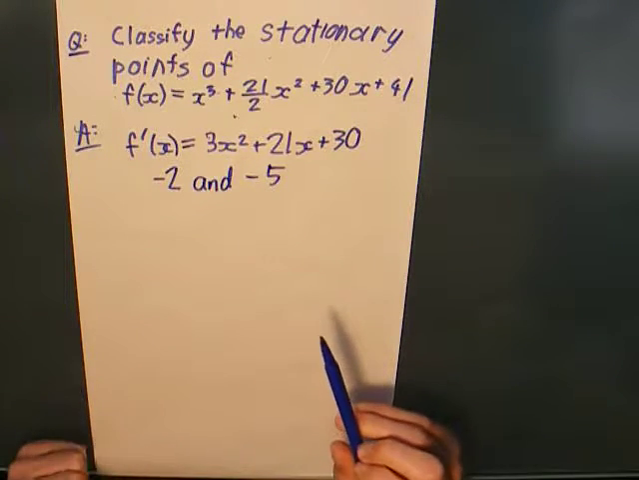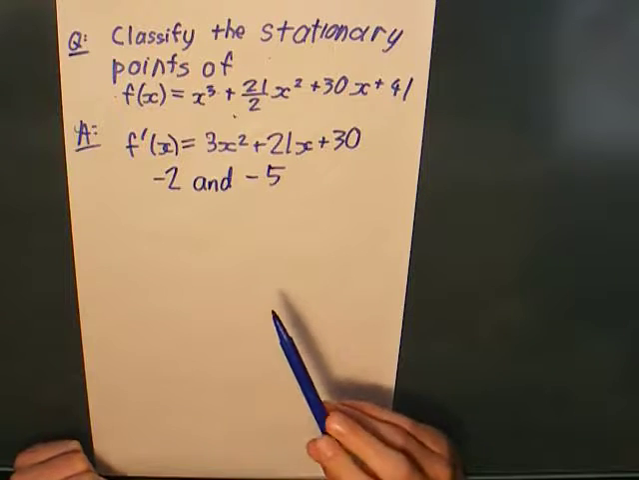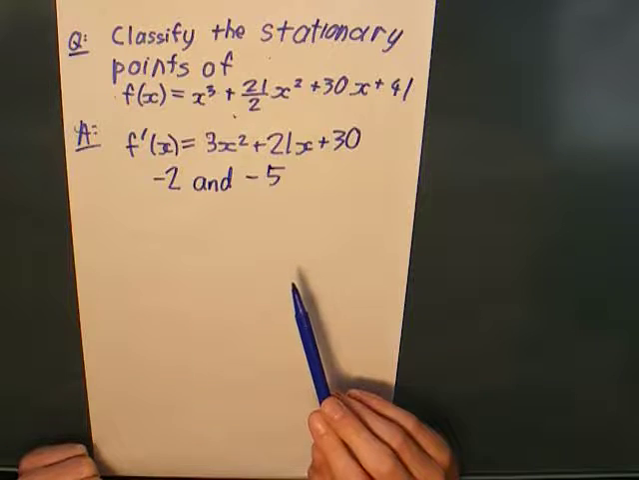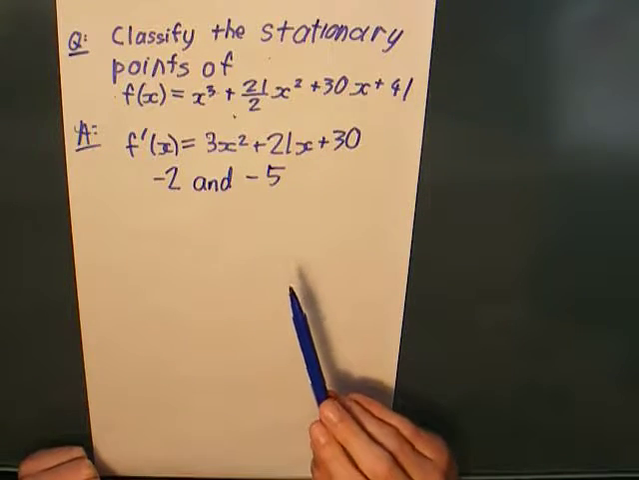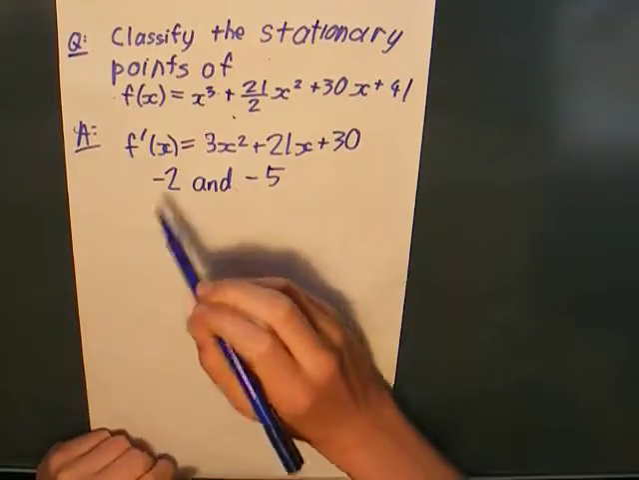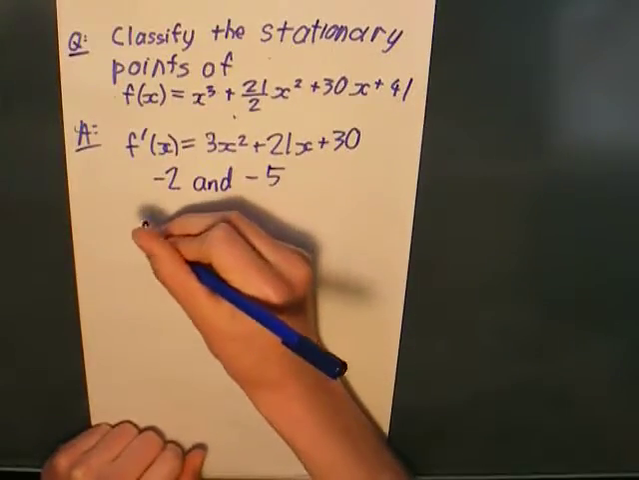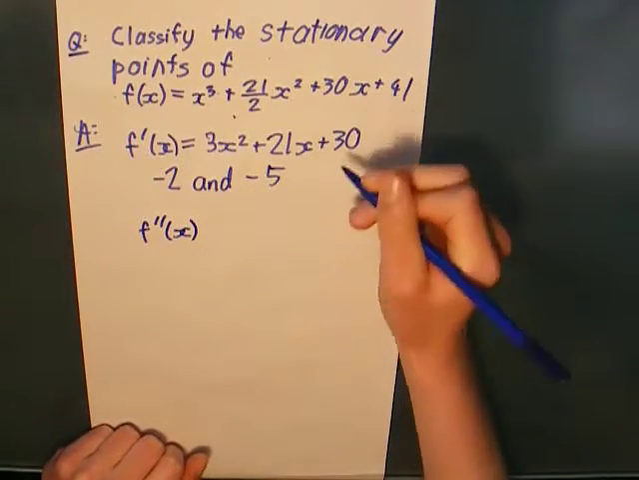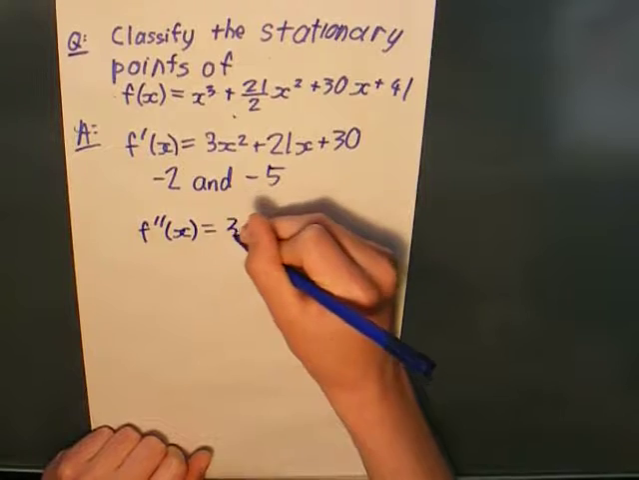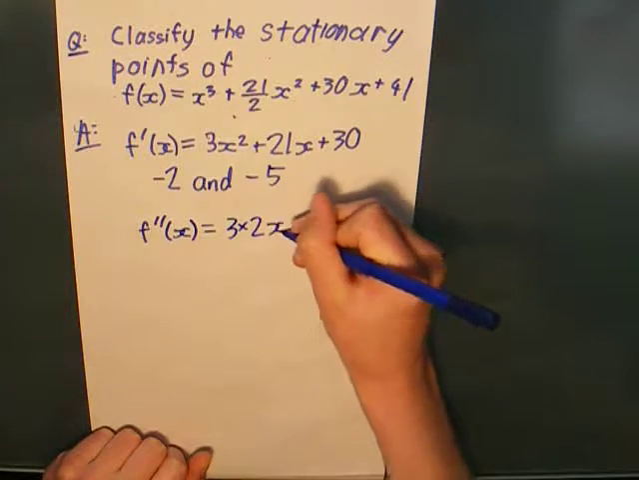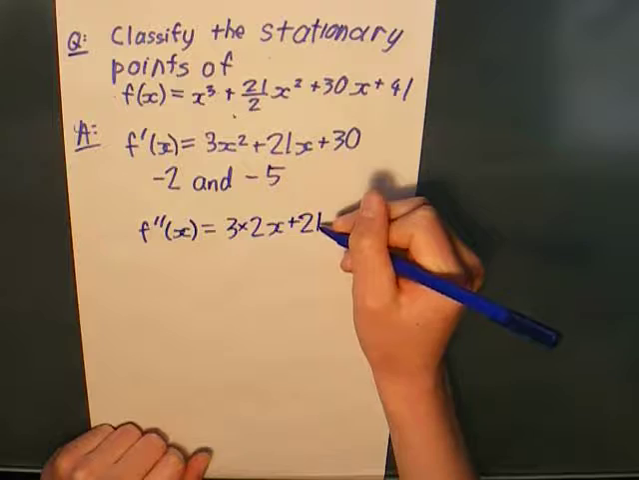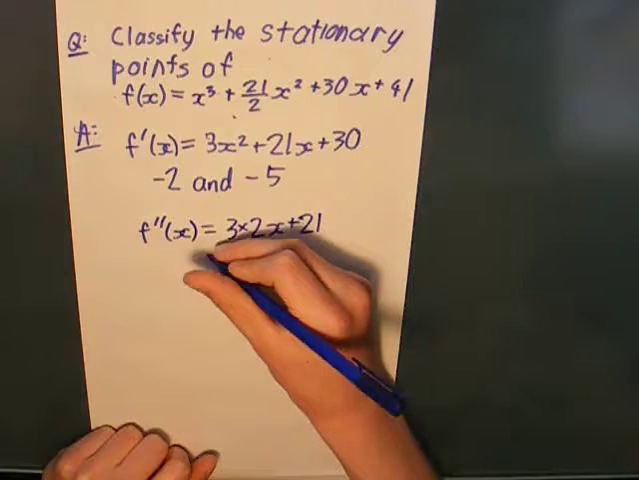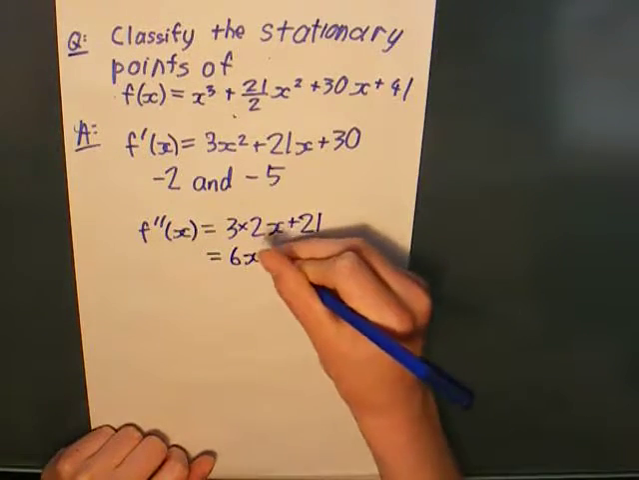Okay, so now I'm going to use what's called the second derivative test to classify these stationary points. As the name suggests, I'm going to need to find the second derivative. That is just when you differentiate the derivative, or differentiate the function twice. It's denoted by f double prime of x. So I'm just going to differentiate this expression here, which gives me 3 times 2x plus 21, and 30 differentiates to 0, so that comes out as 6x plus 21.